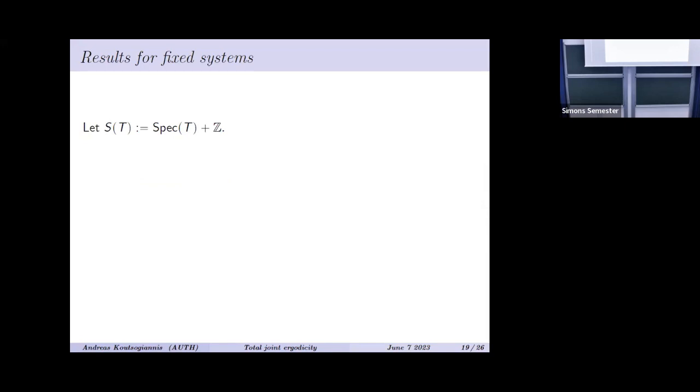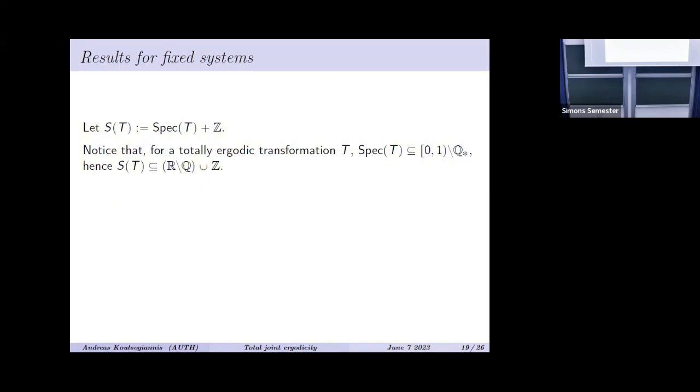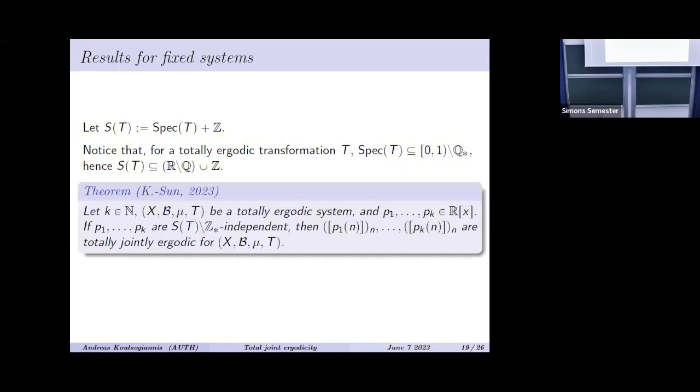Now, let me state a result from which what I wrote follows. We won't work, for reasons of simplicity, with the spectrum, but we will just shift it by Z. And of course, for any totally ergodic transformation, you have that the spectrum either consists of irrational numbers or 0. And so the same is true for ST. And now we have that for a specific system, a totally ergodic system, and P1 up to Pk real polynomials, if P1 up to Pk are ST/Z* independent, then you have that floor of P1(n) up to floor of Pk(n) are totally jointly ergodic for the system. And how do we do this? We're just twisting an argument of Koutsogiannis in order to be able to get to this more general condition.